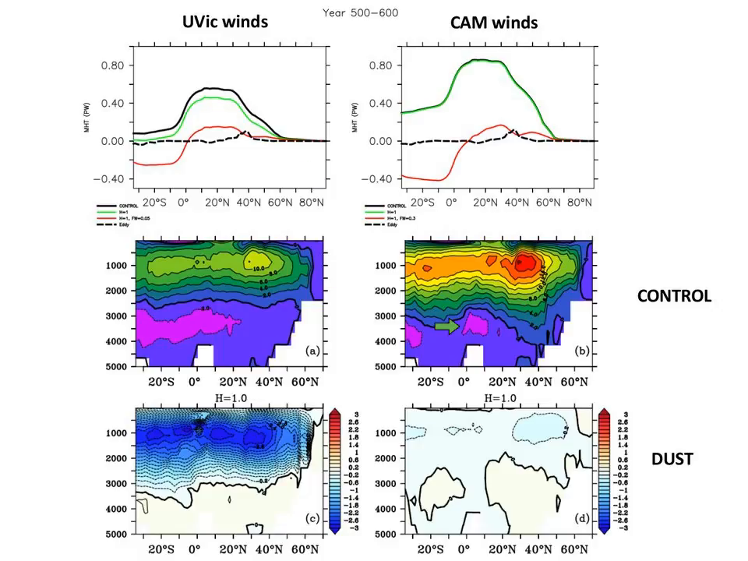And here is the streamfunction. In the CAM winds, the AMOC is stronger, goes further north and goes deeper, and in the UVic winds it is much shallower. And under dust, you again have a stronger decrease under the UVic winds, and under the CAM winds almost no decrease in the AMOC.